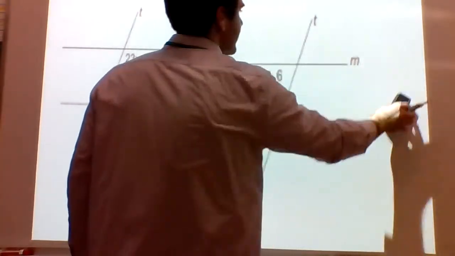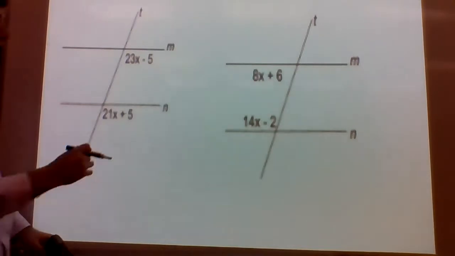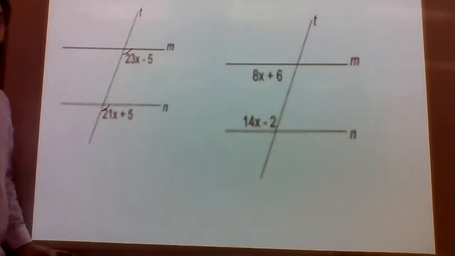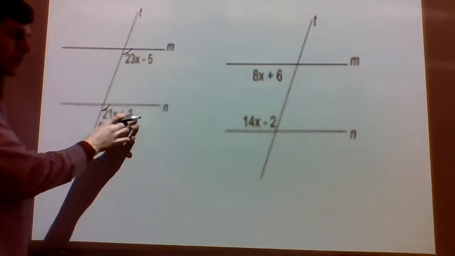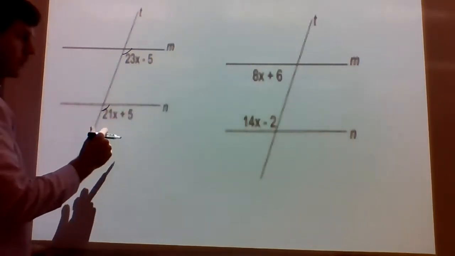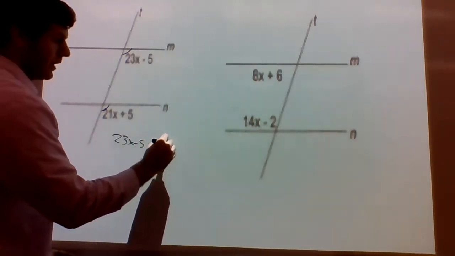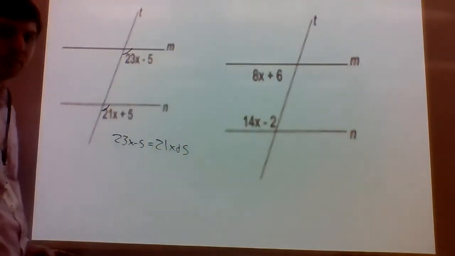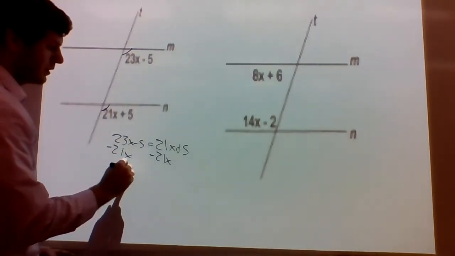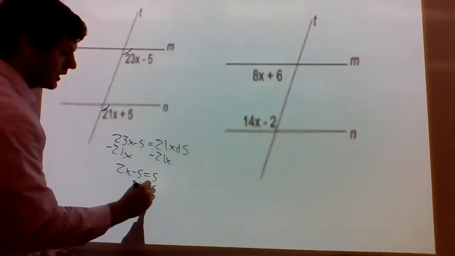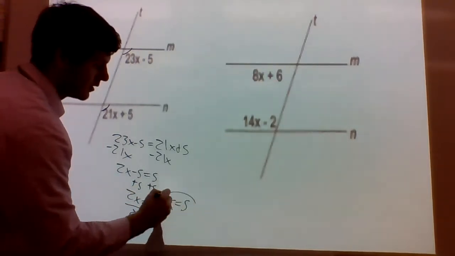First thing we have to ask ourselves is, what kind of angle pairs are these? These are corresponding angles. What do we know about corresponding angles? We know corresponding angles are congruent. So since they're congruent, their measures are going to equal each other. So 23x minus 5 is going to equal 21x plus 5. Subtract 21x from both sides. 2x minus 5 is going to equal 5. Add 5 to both sides. 2x equals 10. Divide by 2, and we get x equals 5.